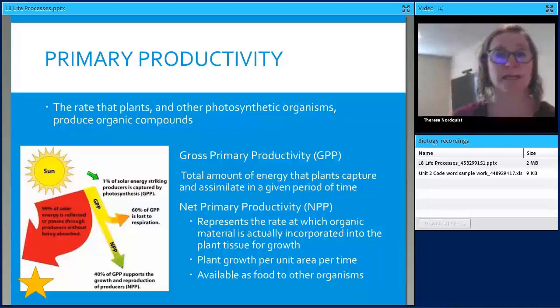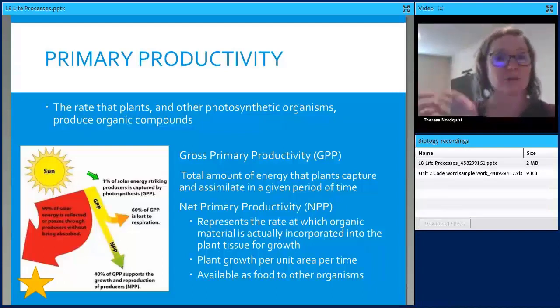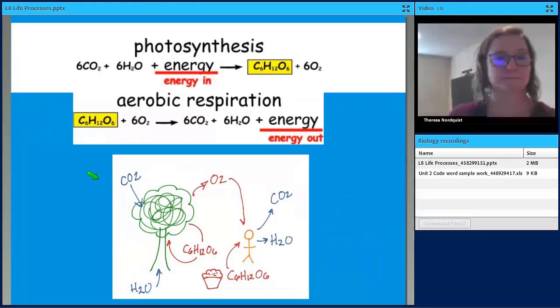All right, so again, primary productivity, we're looking at how quickly organisms are producing organic materials, and those organic materials are the sugars. It's what is being created with the sun's energy. Those organic materials now have the sun's energy in them. So the gross primary productivity is the total amount, all of the stuff that they're assimilating, being able to capture. And then the net primary productivity is what's available for other organisms. It's what's used to grow and make them bigger, and that's what is available for other organisms to eat.